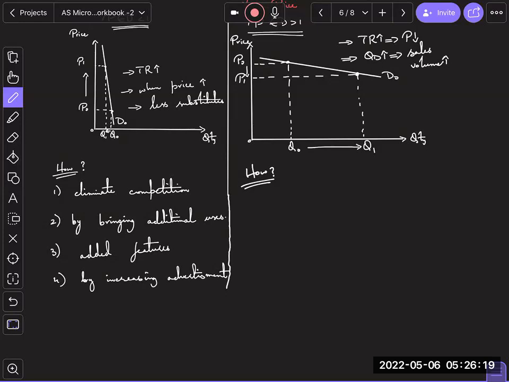How can the firm try to make it more elastic? Anything that comes to your mind? No, reducing the demand, actually, they can eliminate or make it more elastic by reducing the features.